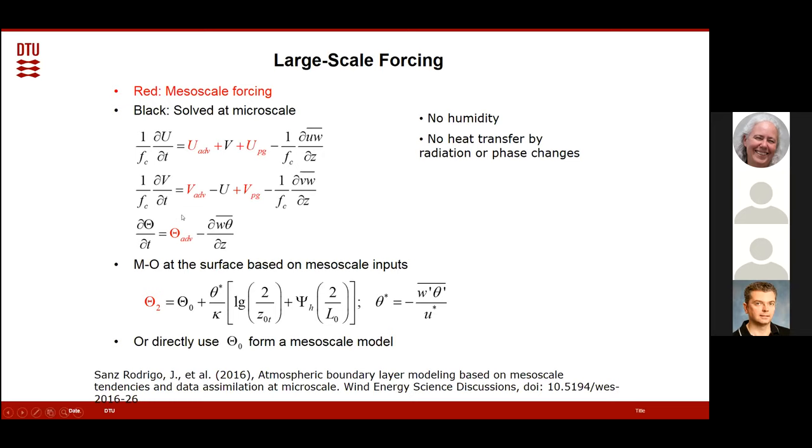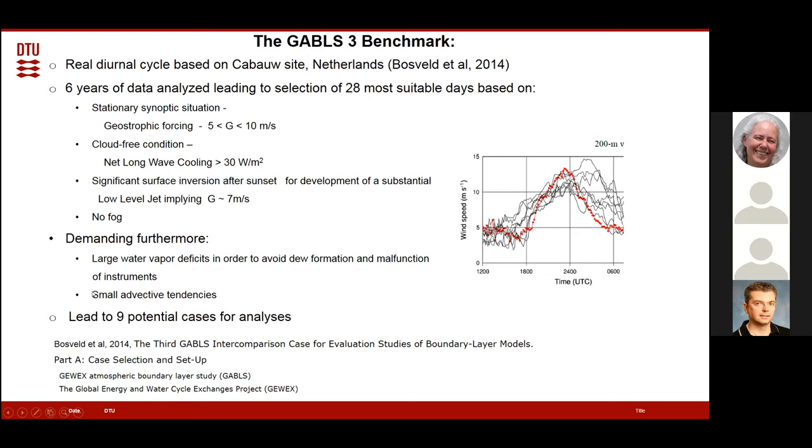In the same way, we are taking the advection part from the temperature equation and passing it on, and we are using this equation to estimate the temperature at the surface boundary, which is fed back to the micro model. The Gables 3 benchmark case, first set up in 2014 I guess and then revisited during the NEVA project, seemed a good candidate to validate how this actually works.